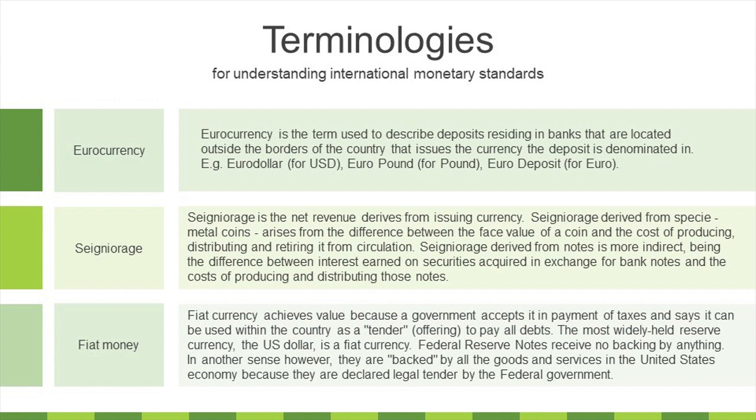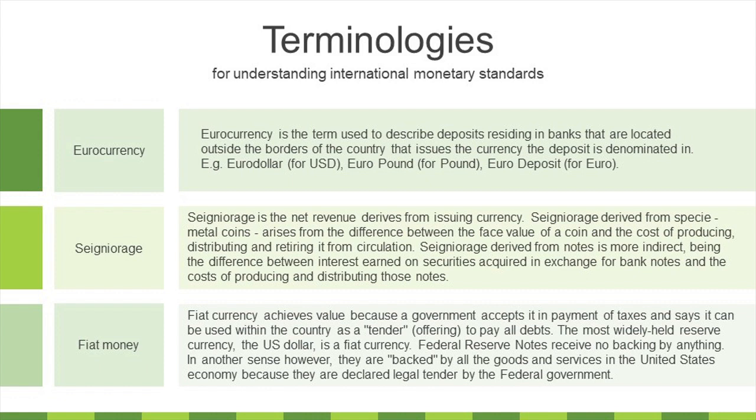Seigniorage. Seigniorage is the net revenue derived from issuing currency. Seigniorage derived from specie, which is usually metal coins, arises from the difference between the face value of the coin and the cost of producing, distributing and retiring it from circulation. Seigniorage derived from notes is more indirect, being the difference between interest earned on securities acquired in exchange for banknotes and the costs of producing and distributing those notes.